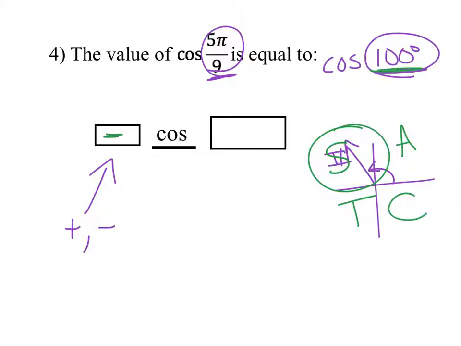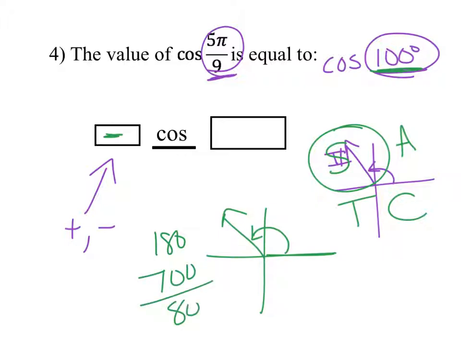Then we find the reference angle for 100. Let me draw it a little clearer here. This is 100. The whole angle along the axis is 180, so I want to cut this out of the 180. It's 180 minus 100, or 80. So this is negative cosine of 80.